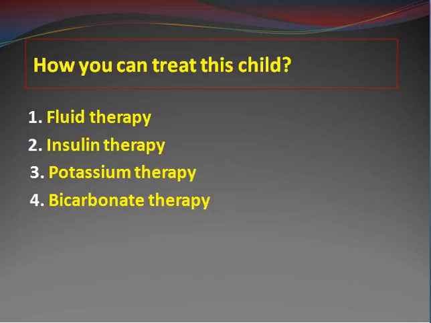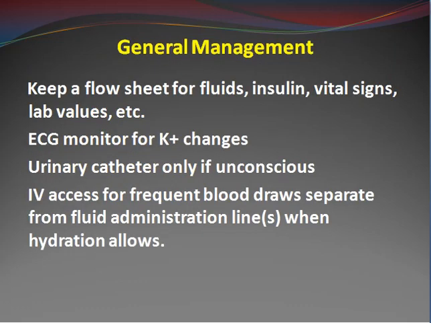How can we treat this child? By fluid therapy, insulin therapy, potassium therapy, and to a lesser extent by bicarbonate therapy. General management: we keep a flow sheet for the fluid, insulin, vital signs and lab values, ECG monitoring for potassium change, urinary catheter if the patient is unconscious, and intravenous access for frequent blood draws separated from the fluid administration lines when hydration allows.